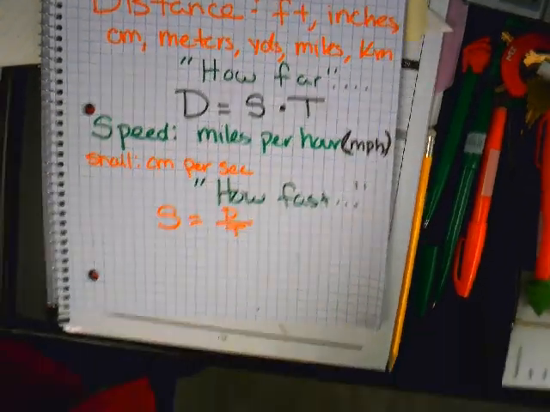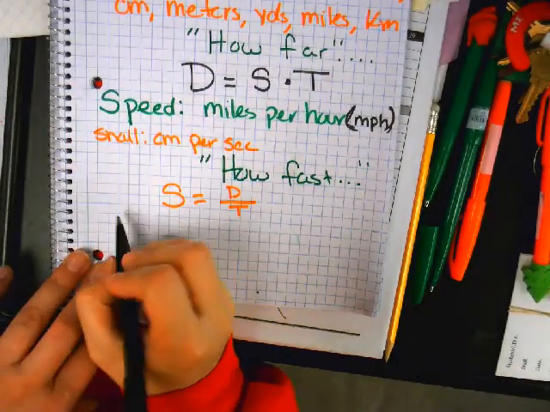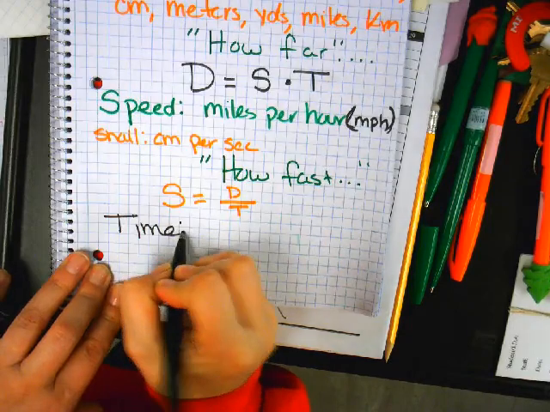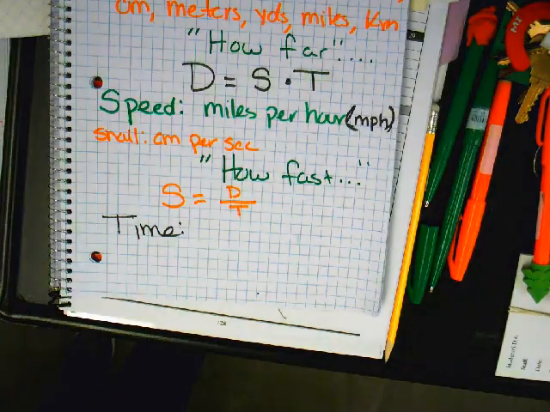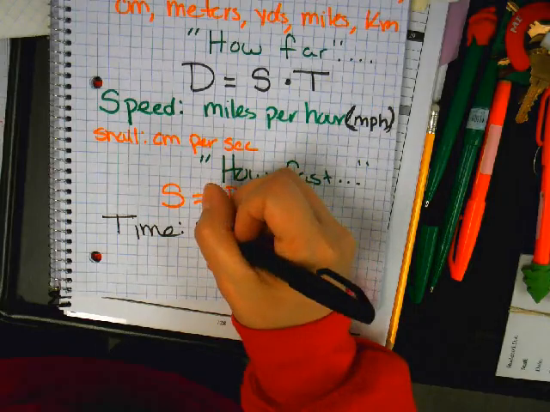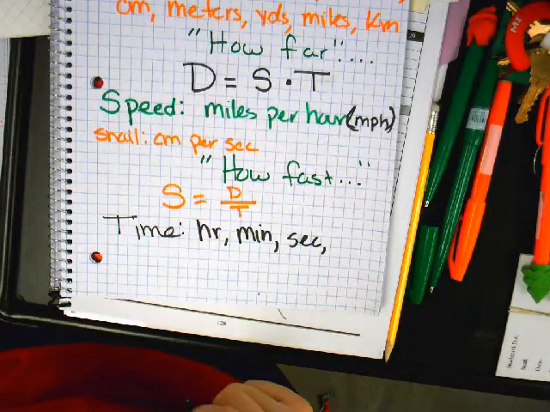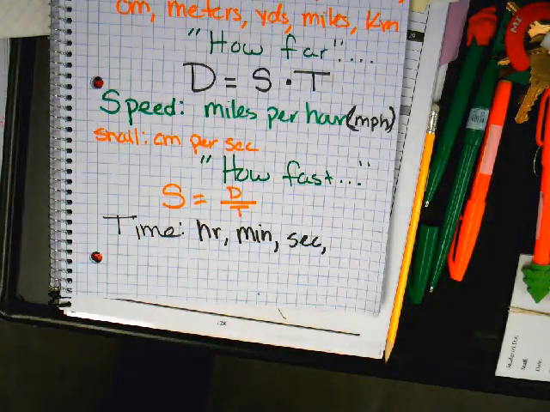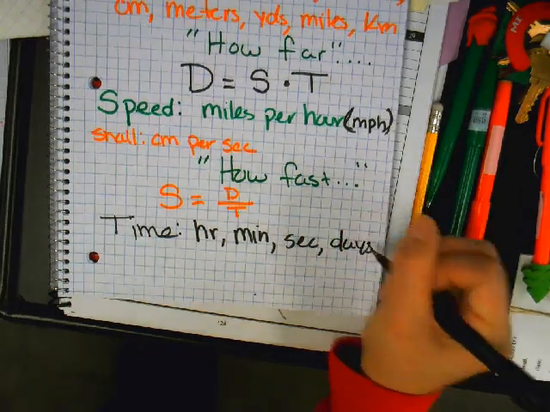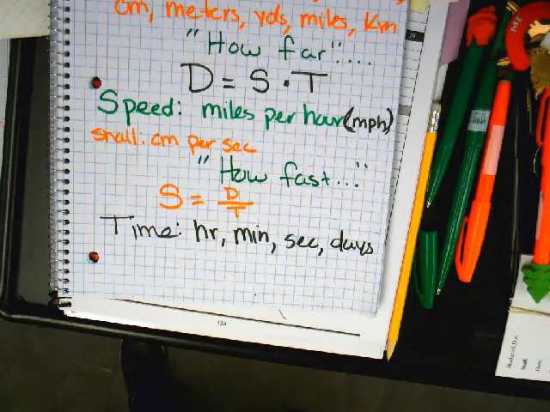All right, the last one. Time. How do we measure time? Hours, minutes, seconds, milliseconds, days, decades, centuries. How long does it take my students to complete their homework? Not many people know about millennia. Yeah, days.